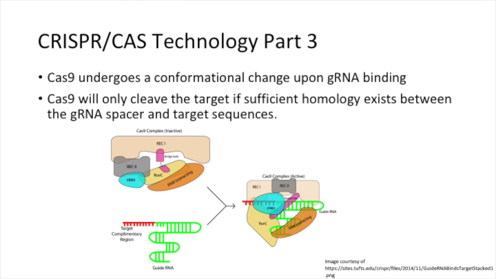Once the Cas9 guide RNA complex binds a DNA target, a seed sequence at the 3' end of the guide RNA targeting sequence will begin to anneal to the target DNA. If the seed and the target DNA sequences match, then the guide RNA will continue to anneal to the target in a 3' to 5' direction. Cas9 will only cleave the target if sufficient homology exists between the guide RNA spacer and target sequences.